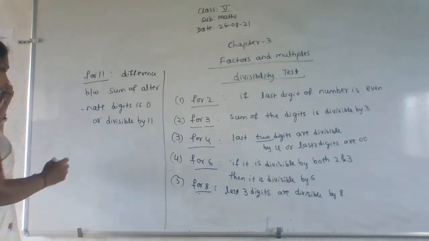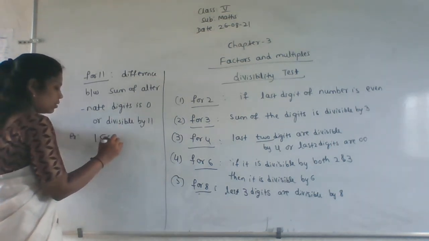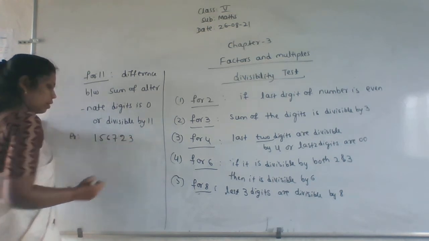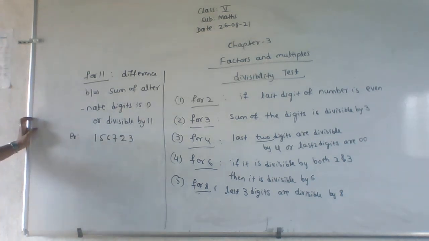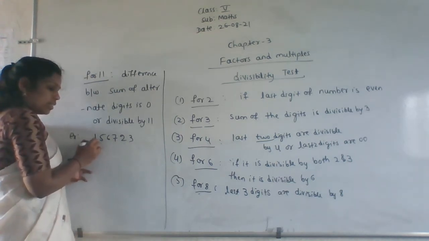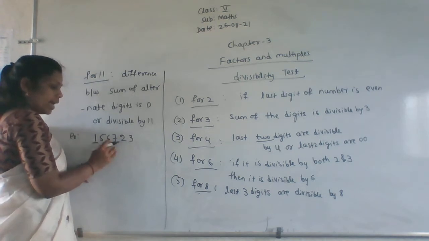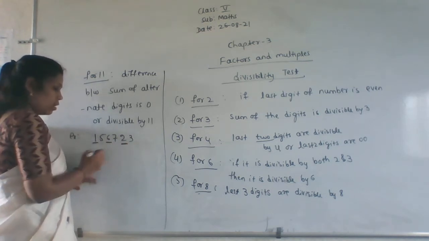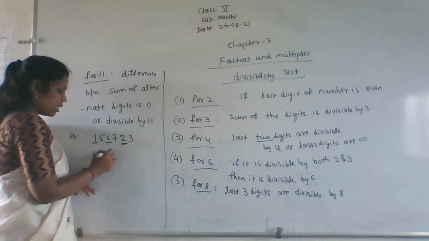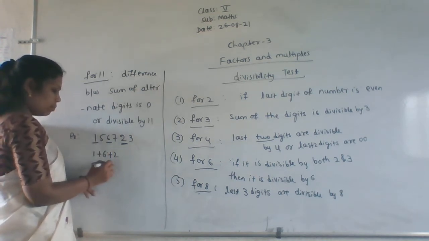Okay, see here, I'll give an example. The number is 156723, like this. What are the alternate digits here? First consider this number, next leave the second number, take the third number, again leave the fourth number, and take this. So that is 1 plus 6 plus 2. Next, 5 plus 7 plus 3.